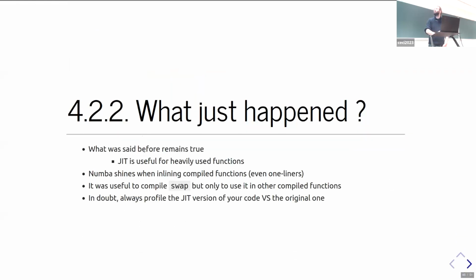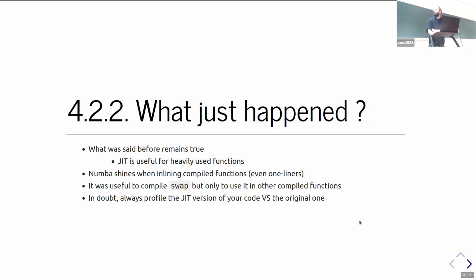So what I said before is true: JIT is useful for heavily used functions. Partition is used all the time. I did not compile quickswap, I compiled partition. Numba shines when inlining compiled functions. So when you have a complicated project with lots of functions, if you use compiled functions inside of compiled functions, there you have some gain in speed. If you use it for some very small functions that you can leave as they are, like swap for example, then you will not gain anything. You will most probably lose some time. It was useful to compile swap, but to inline it inside of another function. That's the point of compiling swap.